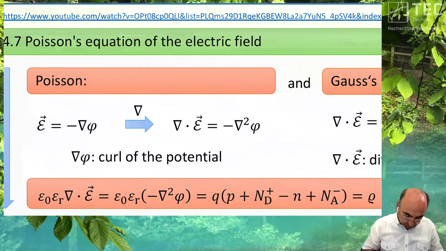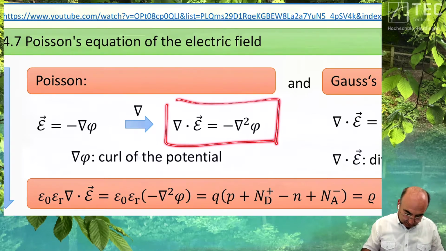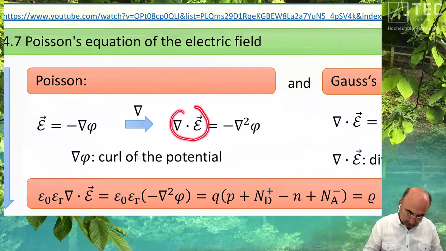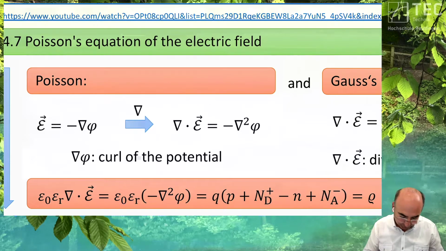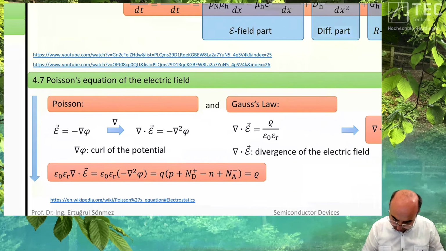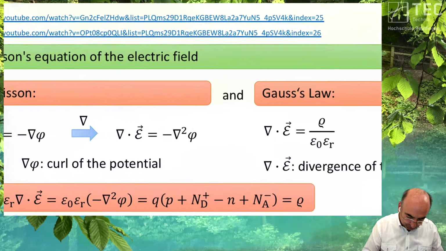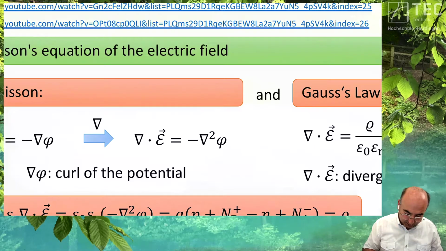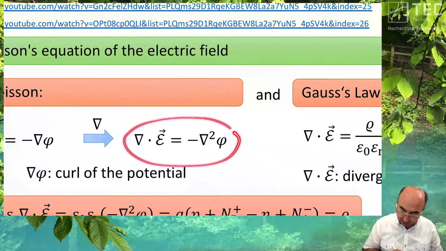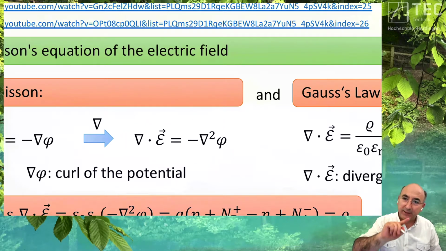Second, if we add an additional, well, it's not Laplace, but if we add a divergence to this equation, then we end up with this equation.